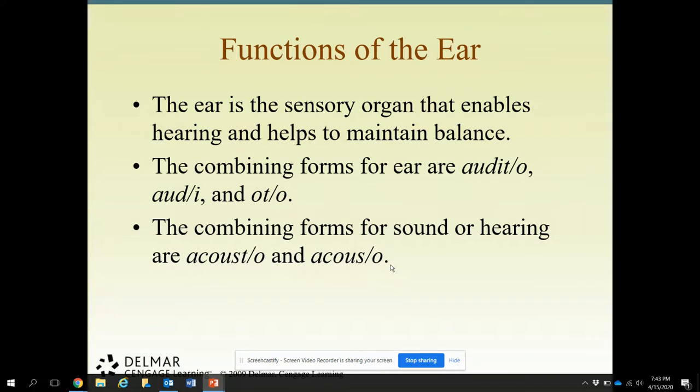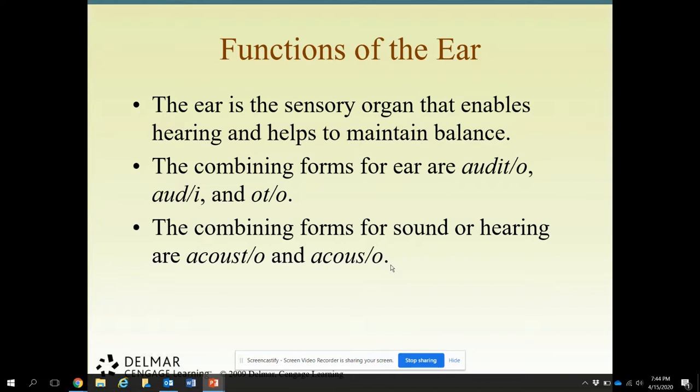Now on to the function of the ear. The ear is the sensory organ that enables hearing and helps to maintain balance. If you have an animal that has an ear infection, a lot of times they'll tilt their head because their equilibrium is off. Sometimes when you have an ear infection, you feel a little off balance, and that's because of the eustachian tube and the fluid that's in there.